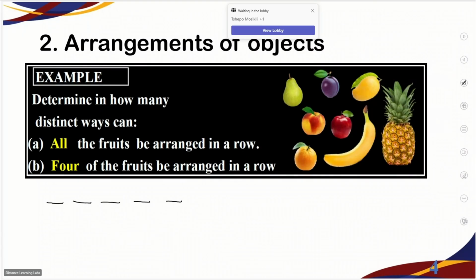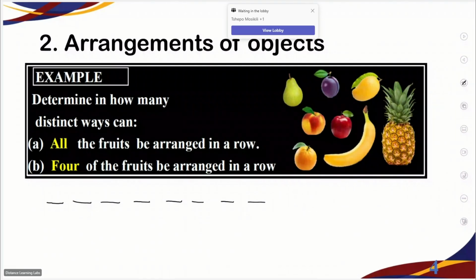1, 2, 3, 4, 5, 6, 7, 8. We are going to arrange 8 fruits in a row. Therefore, we are going to need 8 spaces in that row.